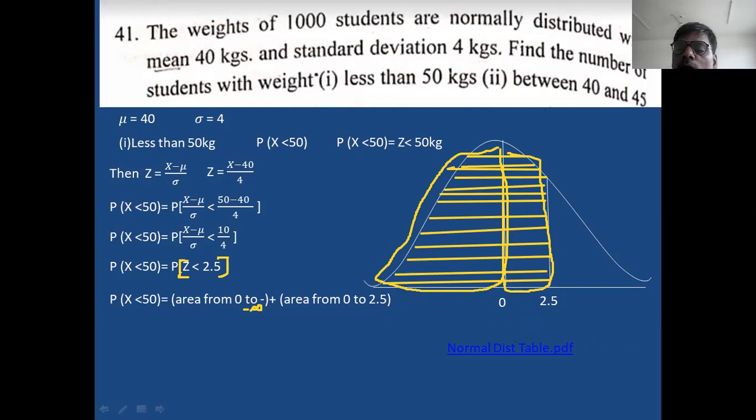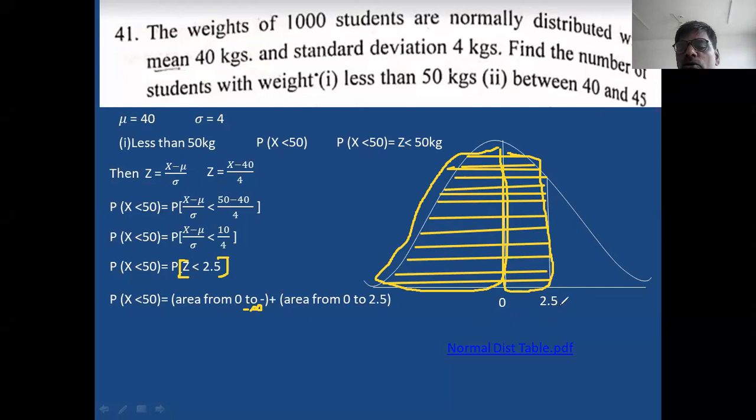And I told you 0 to minus infinity. What is the area? Anyone tell me what is the area of the left-hand side, 0 to minus infinity? I already explained this. It is 0.5. So this is 0.5, and another area is 0 to 2.5.